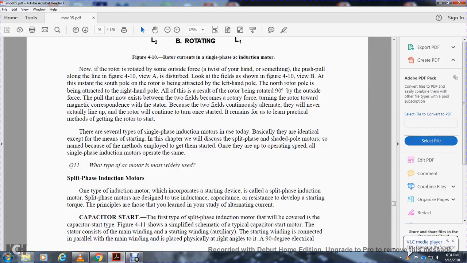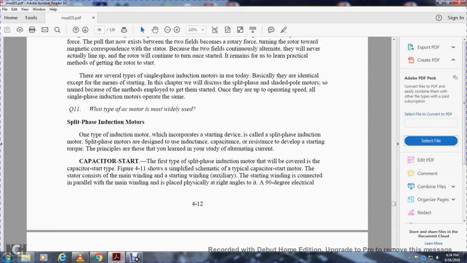One type of single-phase induction motor incorporates a starting device and is called a split-phase induction motor. Split-phase motors are designed with inductance, capacitance, and resistance to develop starting torque, using principles learned in studying alternating current. Capacitor start. The first type of split-phase induction motor covered is the capacitor-start type.